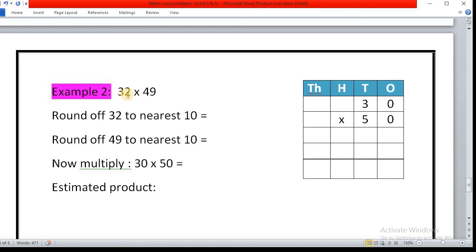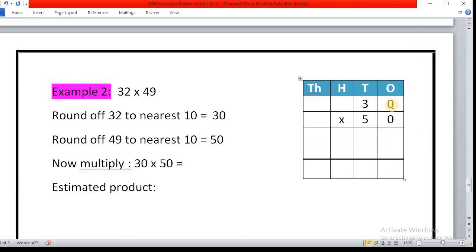Example 2. 32 into 49. In first step, round off 32 to nearest 10. After rounding 32 to nearest 10, it will become 30. Clear? Second step, round off 49 to nearest 10. After rounding 49 to nearest 10, it will become 50. Now multiply 30 into 50.